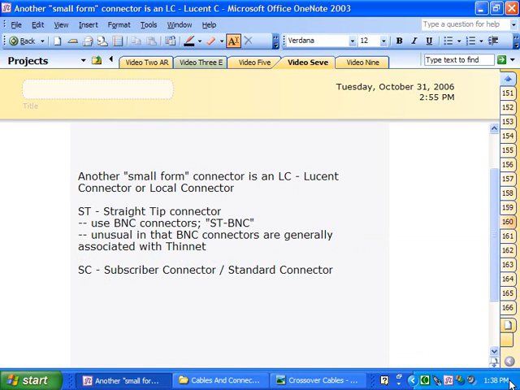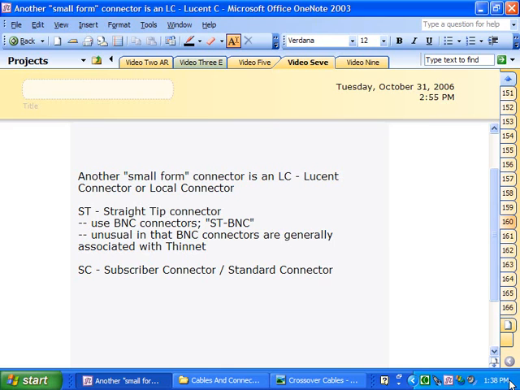Another small form connector is an LC, and again, depending on whose documentation you look at, that either stands for Lucent connector or local connector. The ST is a straight tip connector, but you don't see it often referred to just as ST because it actually uses a BNC connector.